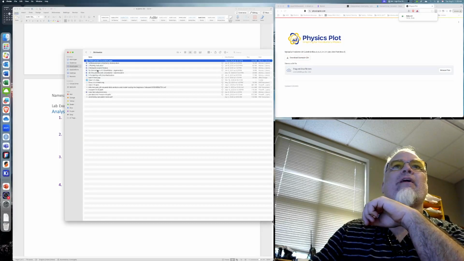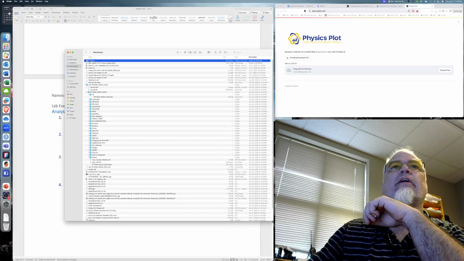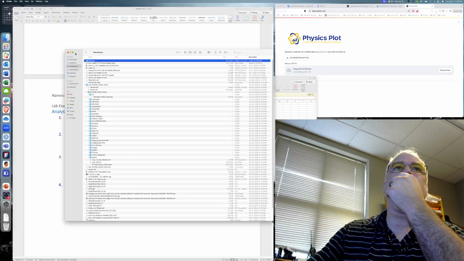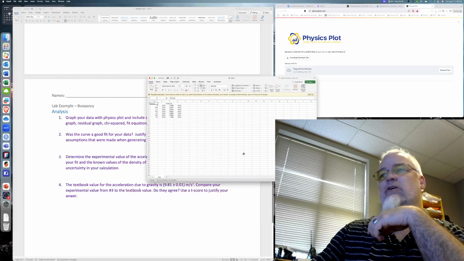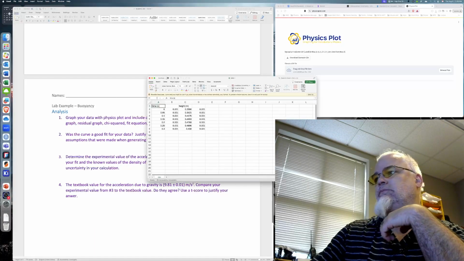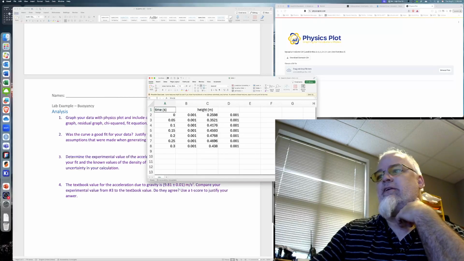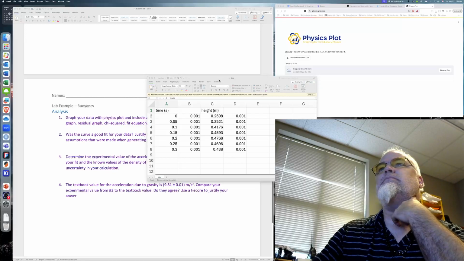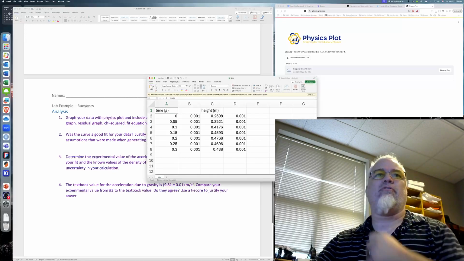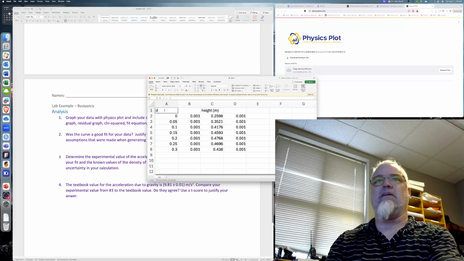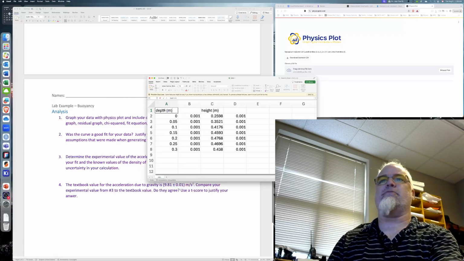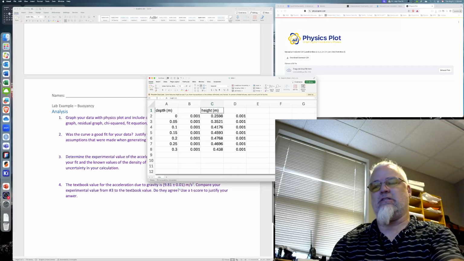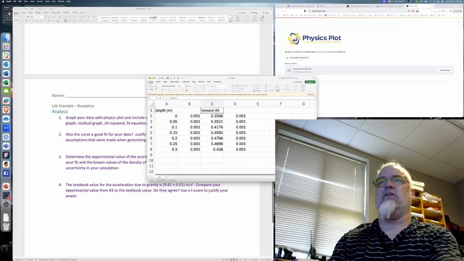So on my computer, that went into the downloads folder, and here is data.csv. And this is only an example. It is not exactly what we're using. But it shows us the format we want. The first thing is the label for the x-axis. So this is going to be depth in meters. And the second thing is the label for the y-axis. So this is going to be tension in newtons.